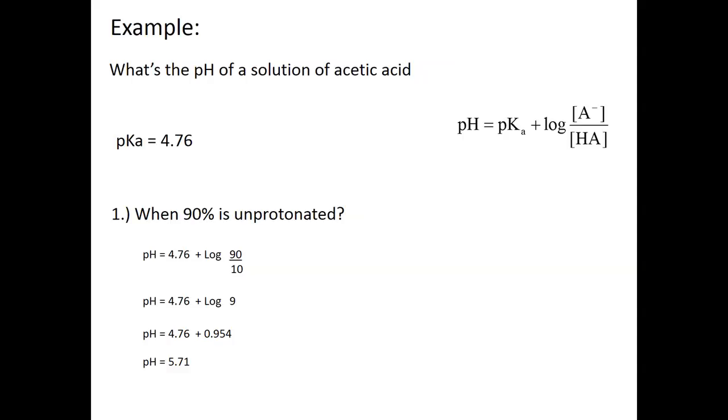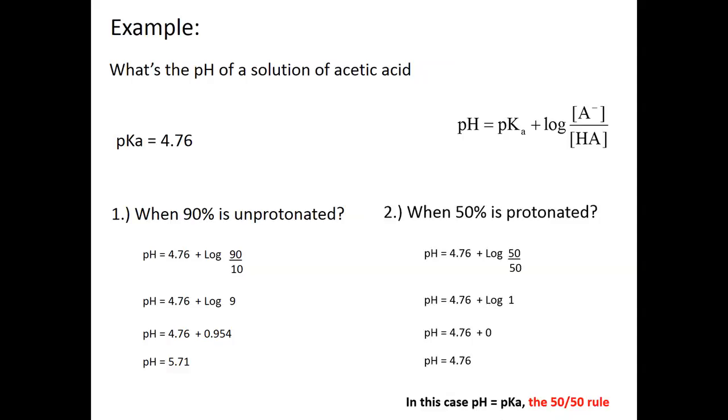Now, imagine if the ratio of the conjugate base and the acid was equal to 1. What would be the value? Log of 1 is what? So the ratio will be 1, and log of 1 is 0. So basically, the pH is equal to the pKa value. So that's the 50-50 rule, which means that when the acid to base ratio is equal to 1, the pH is equal to the pKa value.